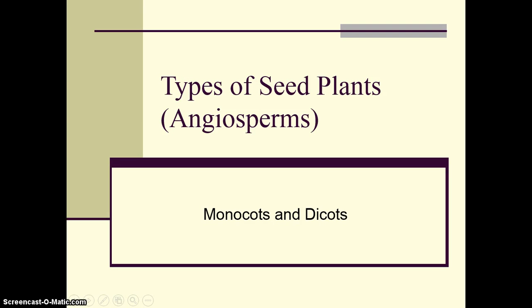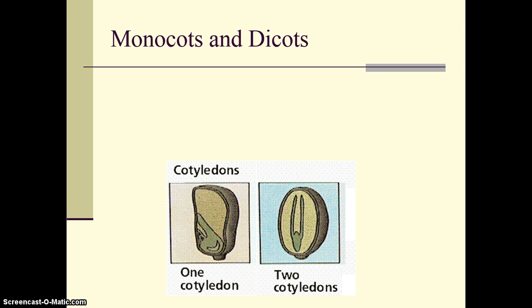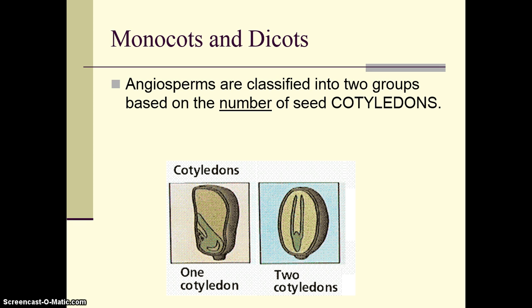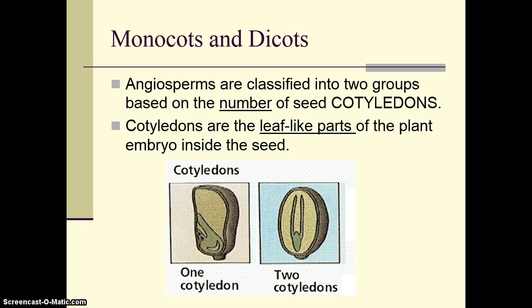This section of guided notes is going to focus on angiosperms, which, as you recall, are seed plants where the seed has a covering. There are two types of angiosperms. They are monocots and dicots. And that means that they are classified into these two groups based on the number of cotyledon. Cotyledons are the leaf-like parts of the plant embryo inside the seed.